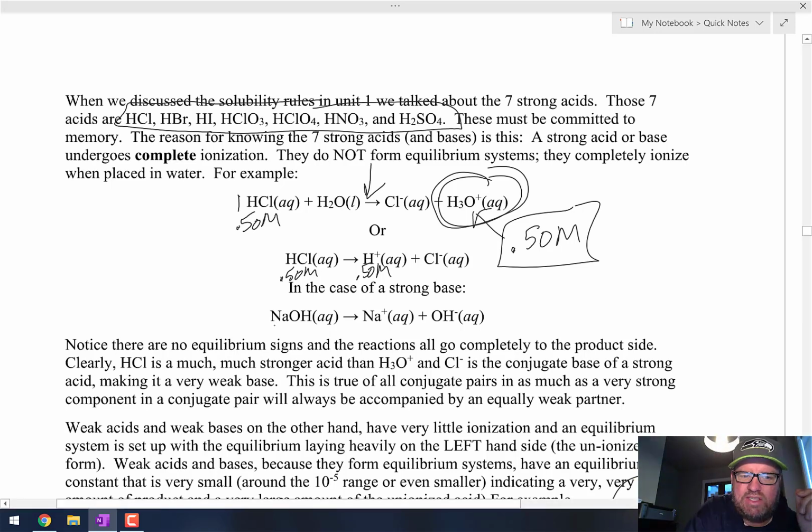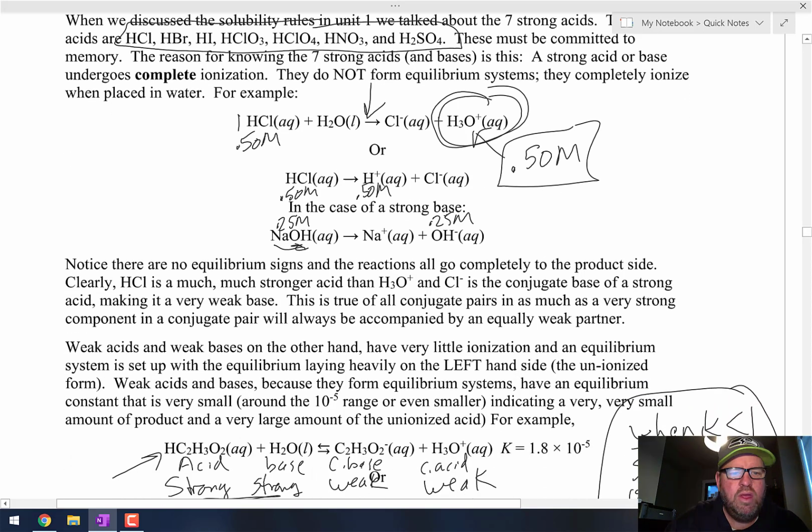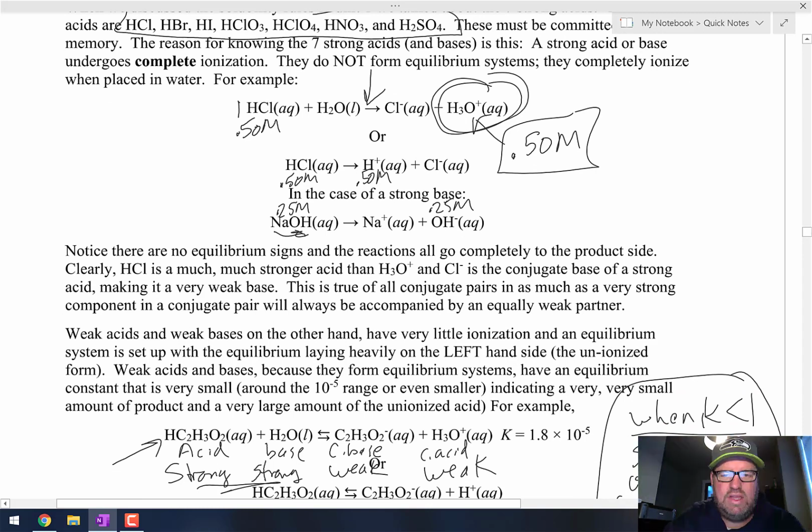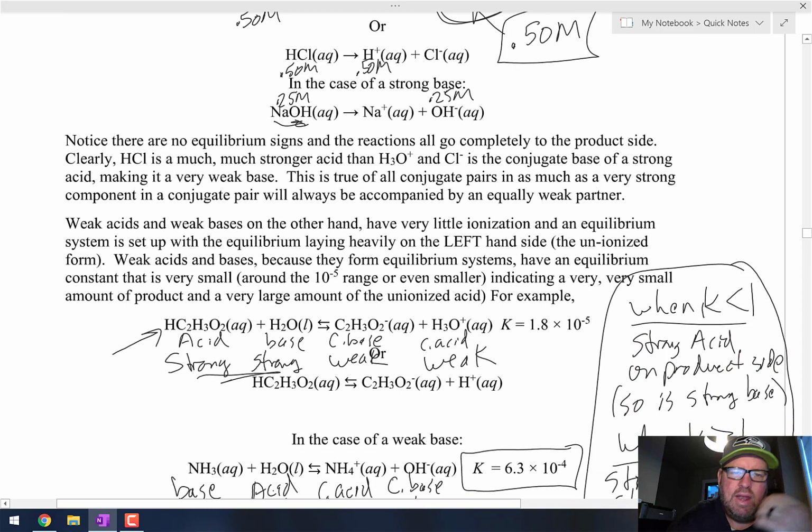Same with the base here. We know that the strong bases are the alkali metals, calcium, strontium, and barium. So anything that has a hydroxide, and it's usually an alkali metal, will completely dissociate. If this is 0.25 molar NaOH, then the hydroxide ion concentration is 0.25 molar. Again, there are no equilibrium signs because it goes completely to the product side. And HCl is a much, much, much stronger acid than H3O+, and Cl-, the conjugate base of the strong acid, is a very weak base. This is true of all conjugate acid-base pairs.